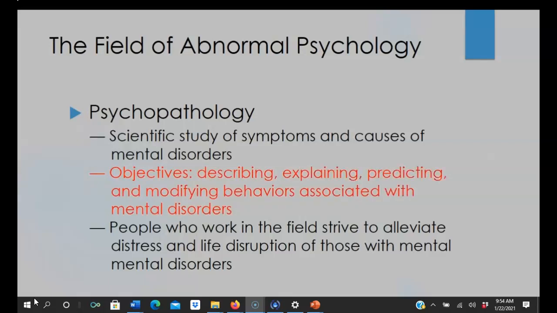And you might want to note that there are 4 objectives here. People who work in the field strive to alleviate the stress and life disruption of those with mental disorders. Now, there's a table on page 7 in Chapter 1, which lists the various mental health professions and the training, education, and credentials needed to practice as a clinical psychologist, a psychiatrist, a psychiatric nurse, a social worker, or a substance abuse counselor, for example.